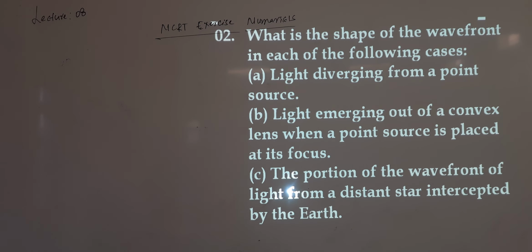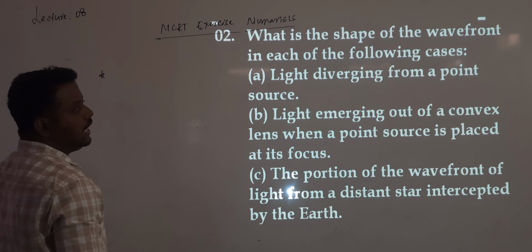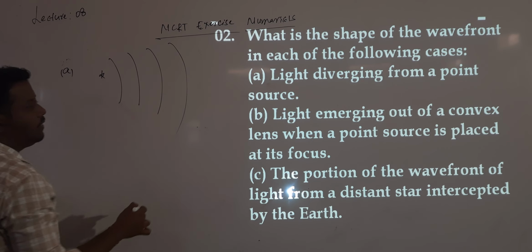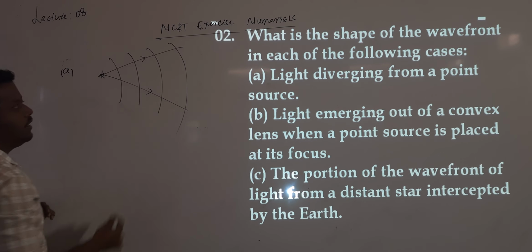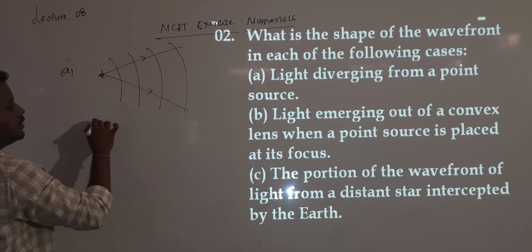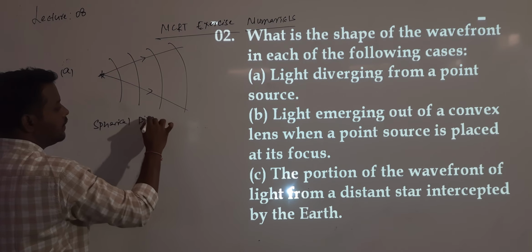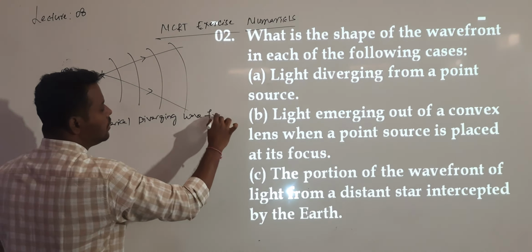The second question is also a theory question. What is the shape of the wavefront in each of the following cases? First case: light diverging from a point source. Whenever the source is a point source, what is the shape of the wavefront? We will get a spherical diverging wavefront. So the wavefront due to a point source is a spherical diverging wavefront.